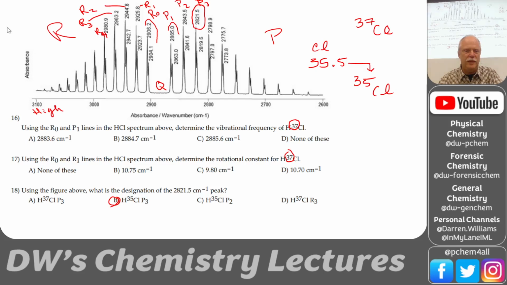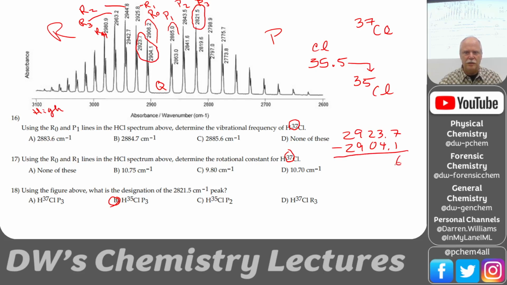Okay, so let's see. The rotational constant. Use the R0 and R1 lines. I have to tell you which ones to use because I want your number to match my number. So we have the 0 and 1 lines for 37, so that would be the smaller ones for these two right here. So that's 2923.7 minus 2904.1. That's 29, not 28. I can't read.